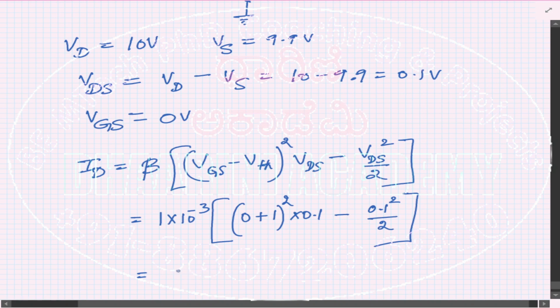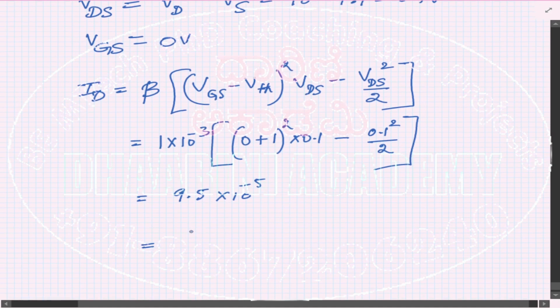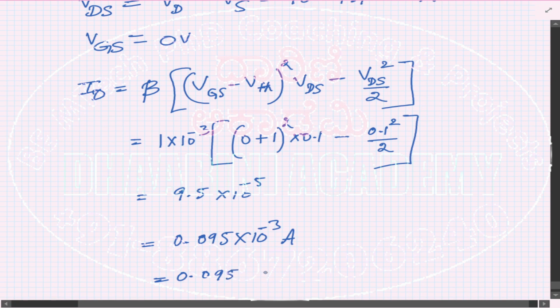So can you repeat the answer once again? Yes. 9.5 into 10 to the minus 5. Convert it into minus 6, or you write in minus 3 format, right? I prefer writing in milliamperes, so I write 0.095, because you have to move the decimal point to the left by 2 places, then you can convert this into minus 3. All right, so the answer in the standard format is 0.095 milliamperes. This itself can be converted into 95 into 10 to the minus 6, so that is 95 microamperes. Both are fine.